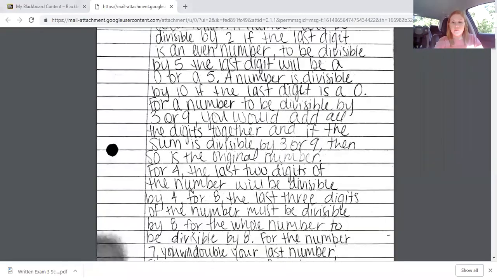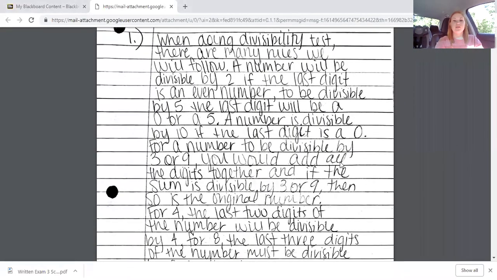All right, so what we're looking at here is using divisibility tests. When we do a divisibility test, we're going to be looking at a few rules to follow. For a number to be divisible by 2, the last digit has to be an even number. To be divisible by 5, the last digit will be a 0 or a 5. A number can also be divisible by 10 if the last digit of that number is 0.